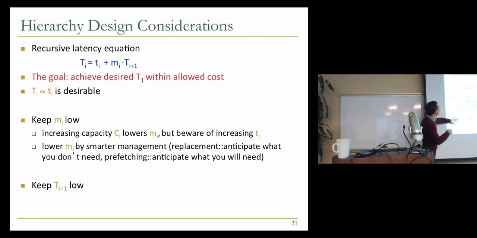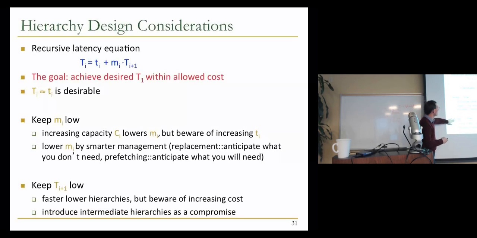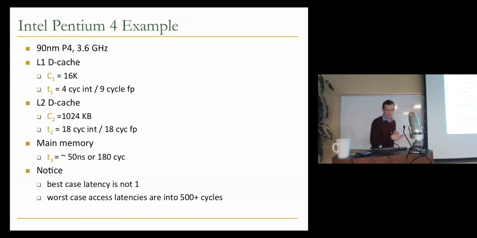The second is you can keep this perceived latency of the lower or higher levels low. You can have faster hierarchies over there, but then again, you can increase cost. So you need to be careful. So this is the reason intermediate levels are introduced as a compromise, to be able to keep this part of the equation as low as possible. Okay, let me give you some examples.